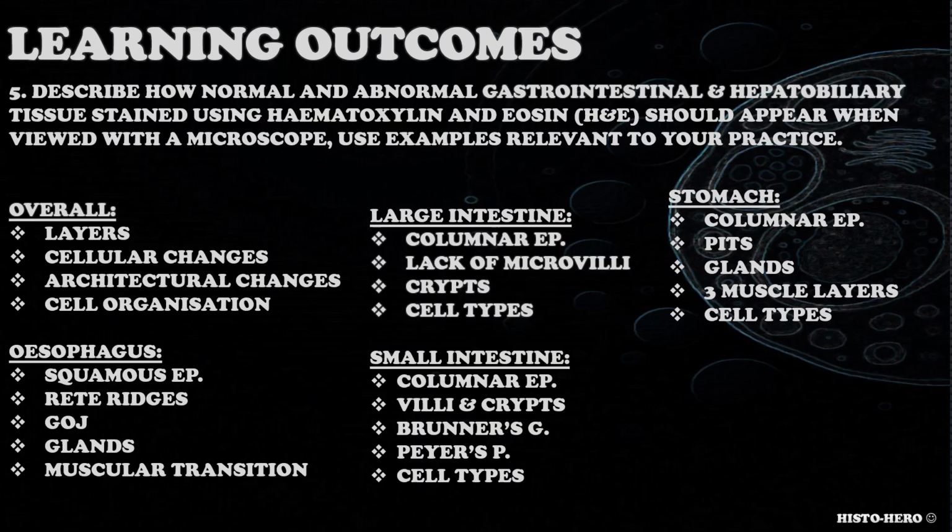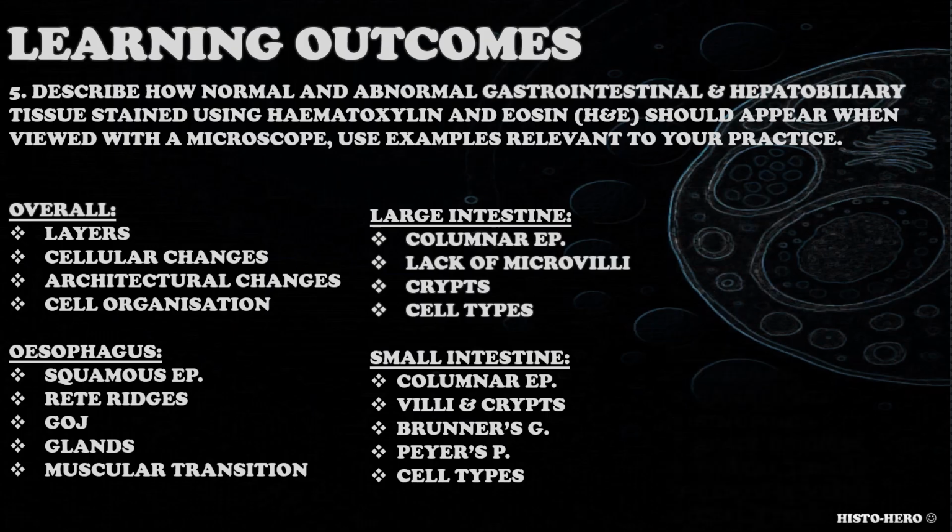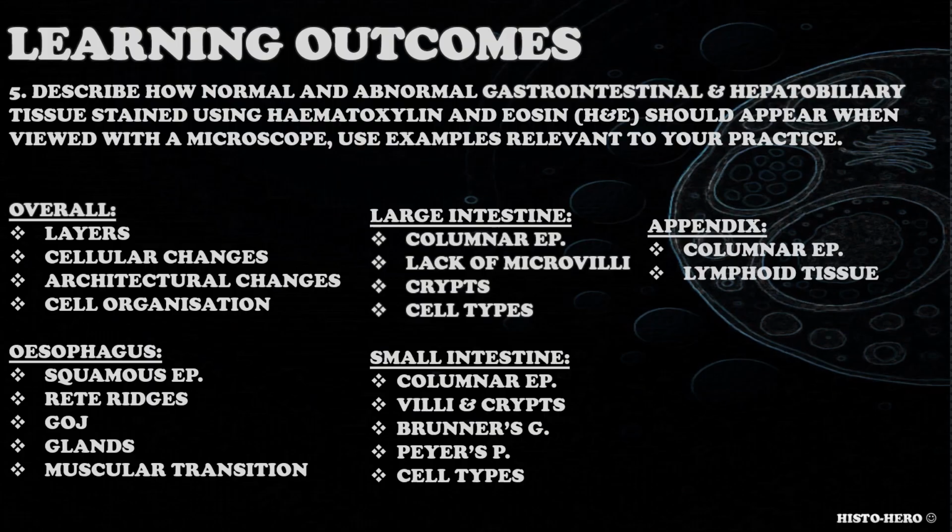Liver: hepatic lobules, canaliculi, fenestrated sinusoids, space of Disse, portal triads consisting of hepatic artery, portal vein and bile duct, central veins, and cell types like hepatocytes, Kupffer and stellate cells. Appendix: simple columnar epithelium, lymphoid tissue in the lamina propria and submucosa, and cells like abundant goblet cells for mucus or microfold cells around lymphoid follicles.